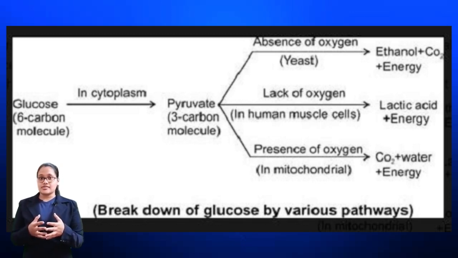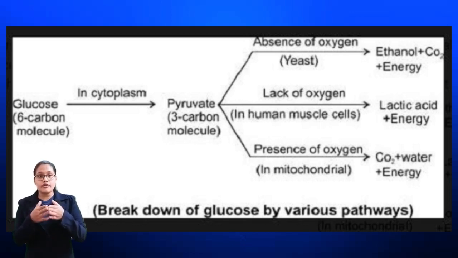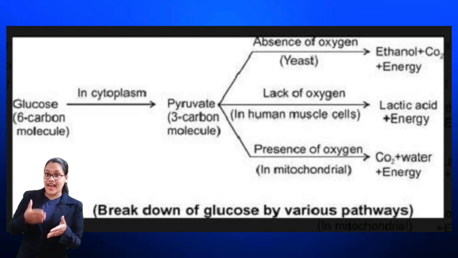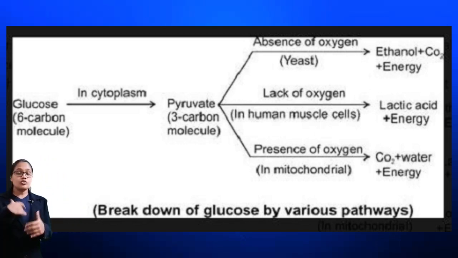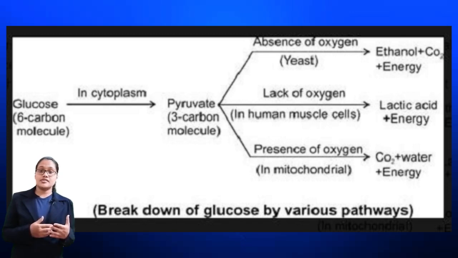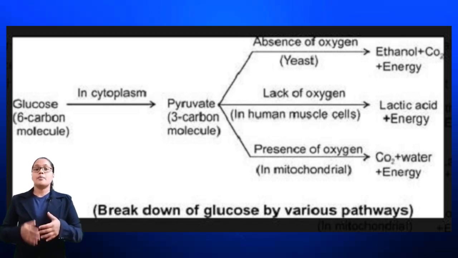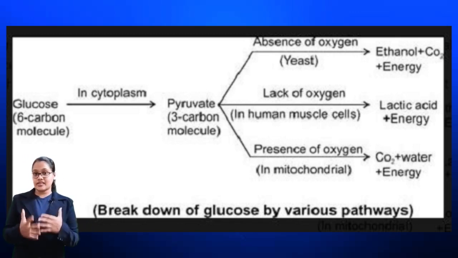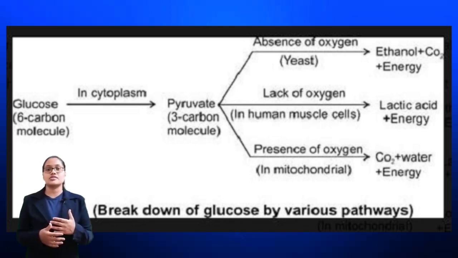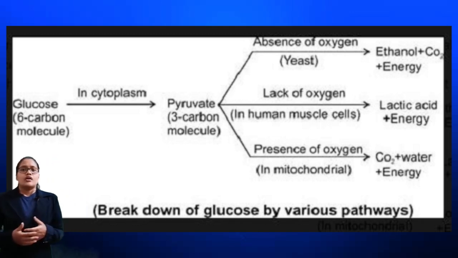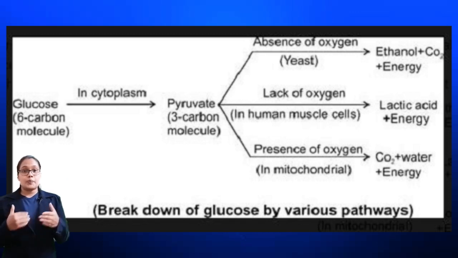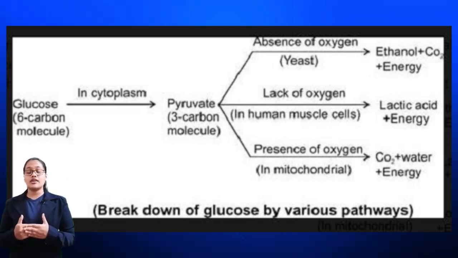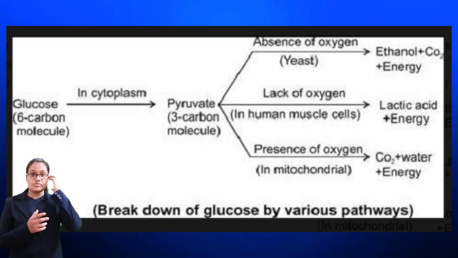In such cases, in the mitochondria of the muscle cells, as they lack oxygen, the pyruvate present there is converted into lactic acid and energy. The buildup of lactic acid in our muscles during sudden muscular activities causes cramps. So these all are the different pathways of how a pyruvate molecule can be broken down into different substances.